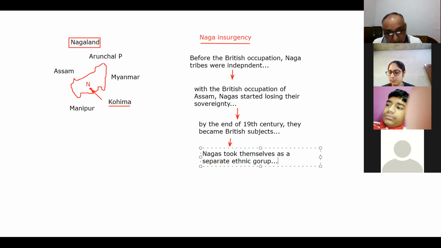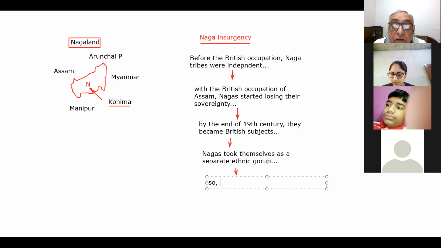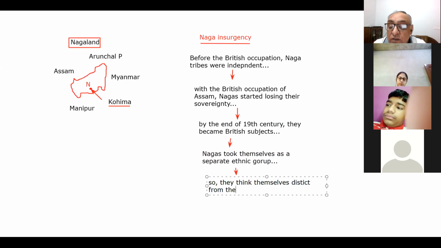So they think themselves distinct from the rest of Indians, right? So that is why they consider themselves a little separate from the rest of Indians, right? So basically they are carrying on.